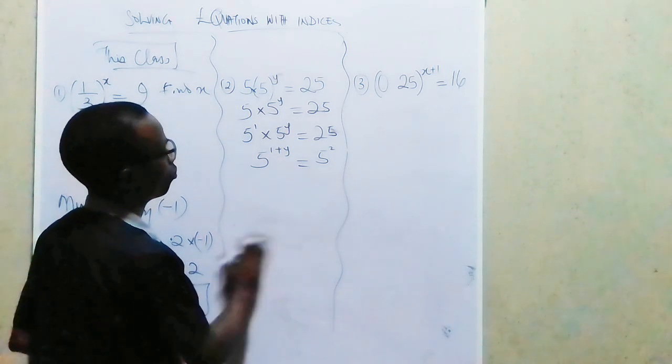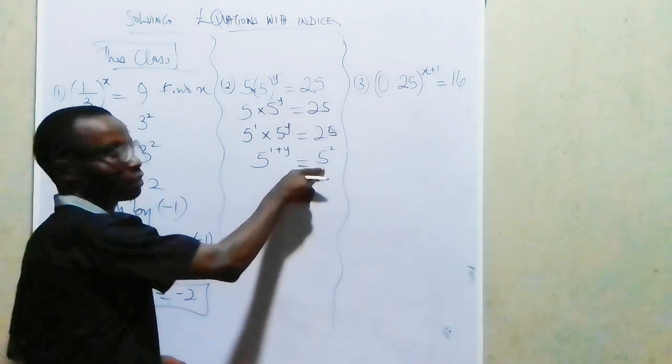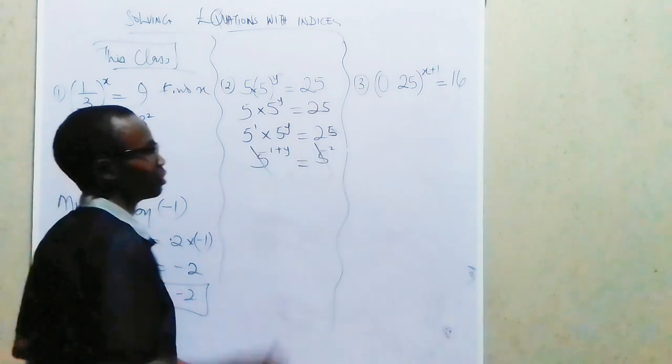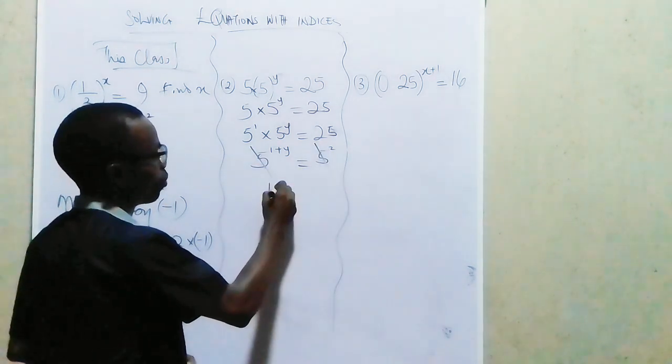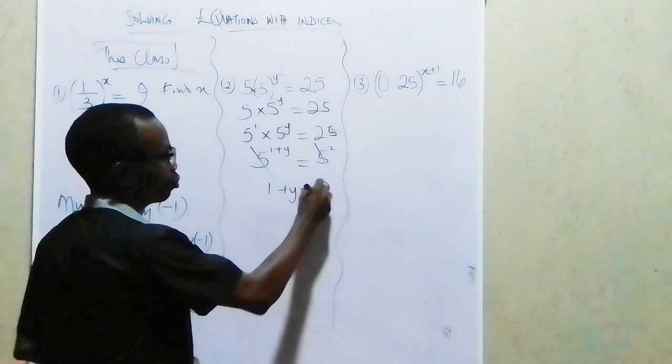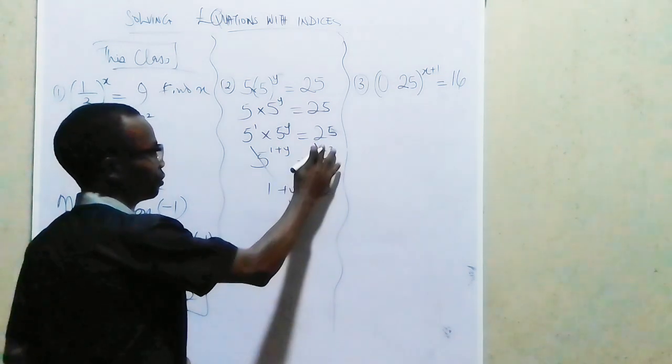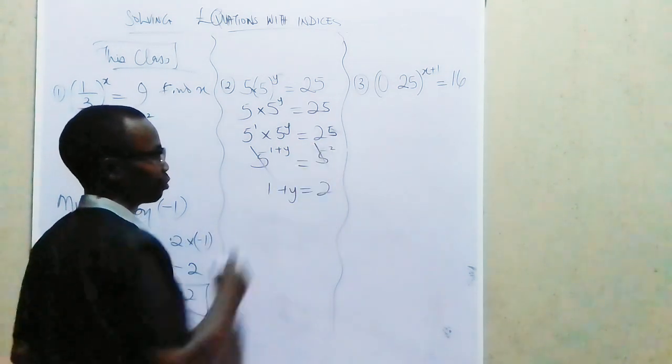Now, what do we have here? This and this are the same base. So this cancels this. What do we have left? We have 1 plus y is equal to 2. This is gone, this is gone. So we have 1 plus y is equal to 2.